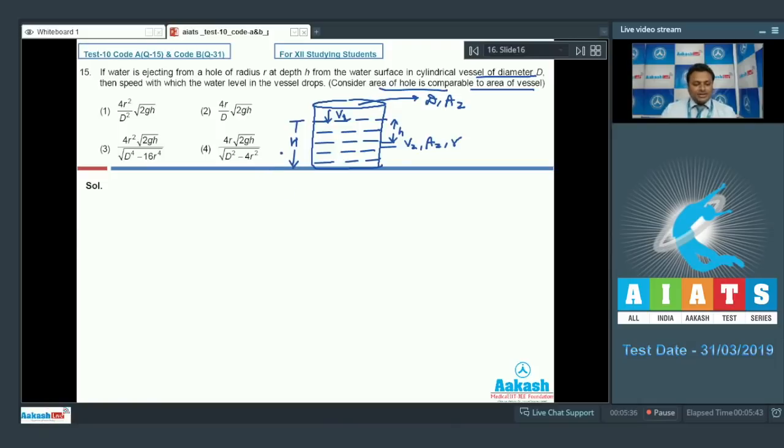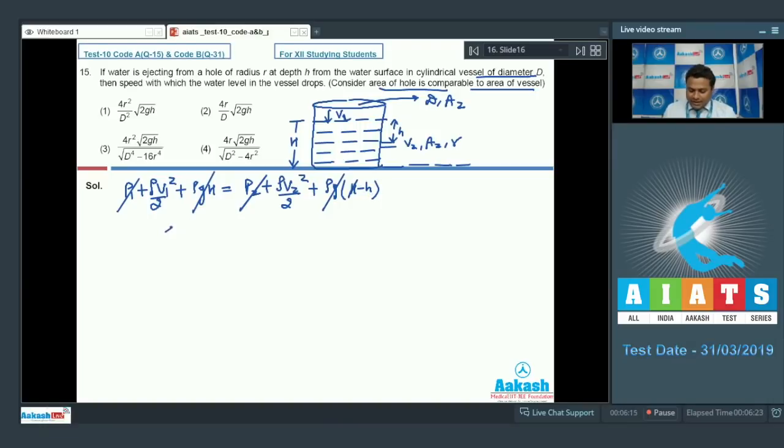Now let us apply the Bernoulli's theorem. We will get P1 plus rho V1 square upon 2 plus rho G capital H, which will be equal to P2 plus rho V2 square upon 2 plus rho G small h minus h, as this h is always taken from bottom. Now rho GH will cancel out. P1 will be cancelled out as P1 and P2 are the atmospheric pressures.